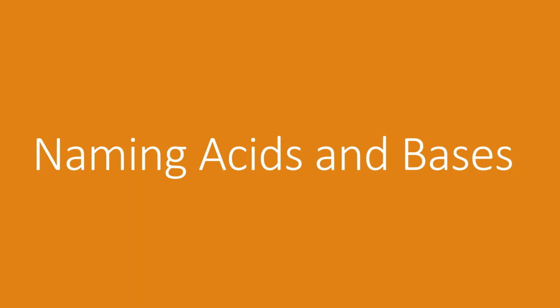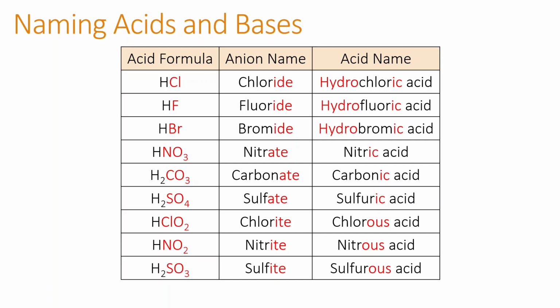Naming acids and bases. So to start, I have several acid formulas and acid names. When we look at acid formulas, we see that all of them start with H. So the H isn't really going to be a good basis to give these guys a name. Instead, when we're naming acids, we look at the thing that isn't hydrogen, and based on what that anion is called, that's how we determine the acid name.